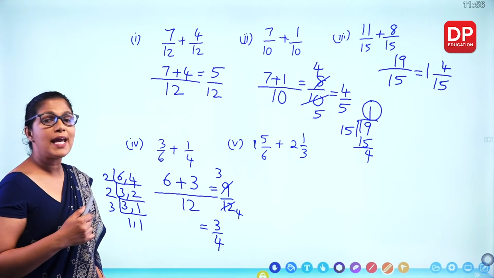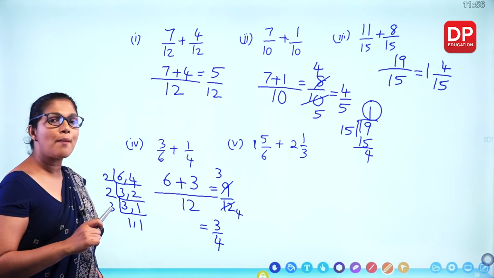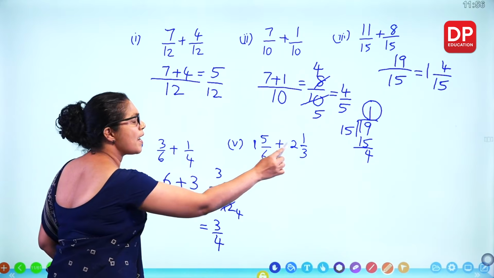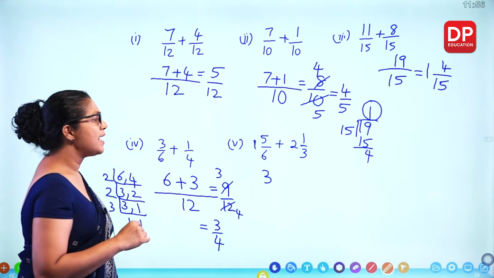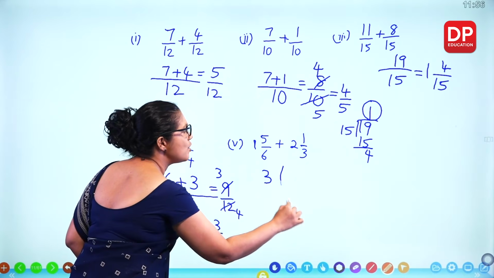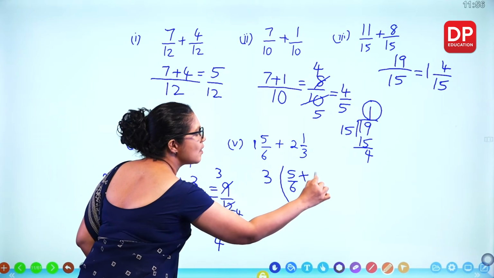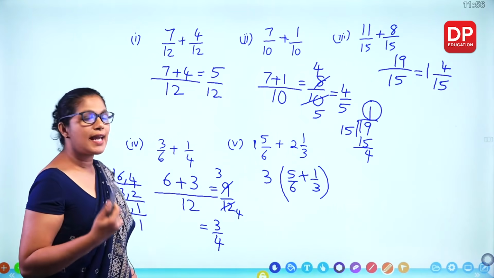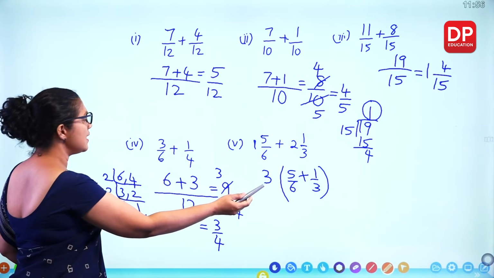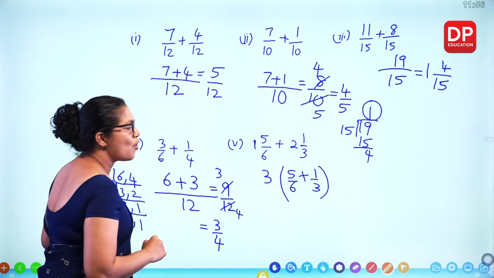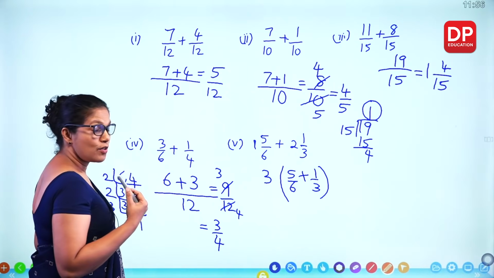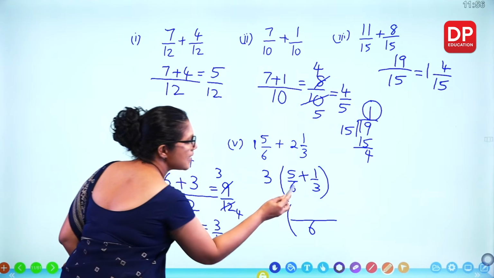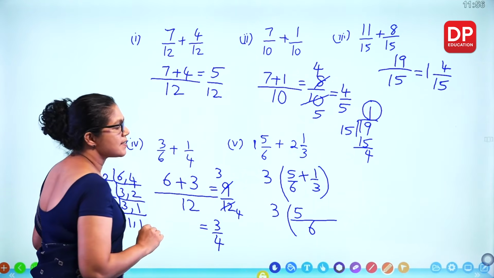So what we can do, we can add the whole numbers separately and the fractions separately. So 1 plus 2, you get 3 full parts and then you get 5 over 6 and 1/3. Now we need to simplify this one. Again, different denominators. What's the common denominator for 6 and 3? You get 6. So here convert this to 6. Here 5 parts are already there.